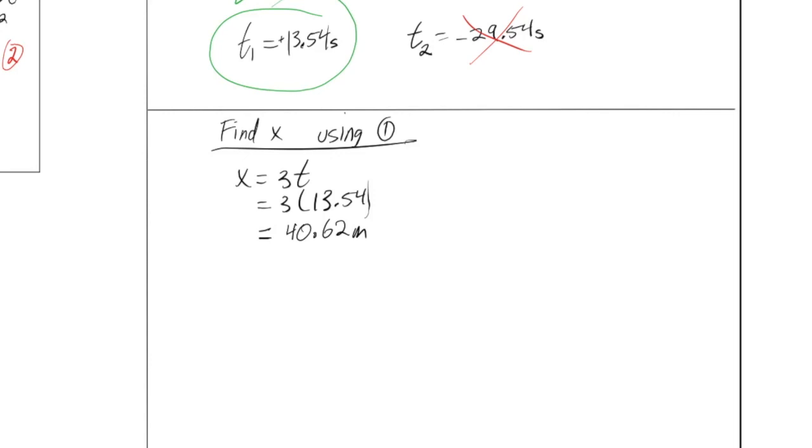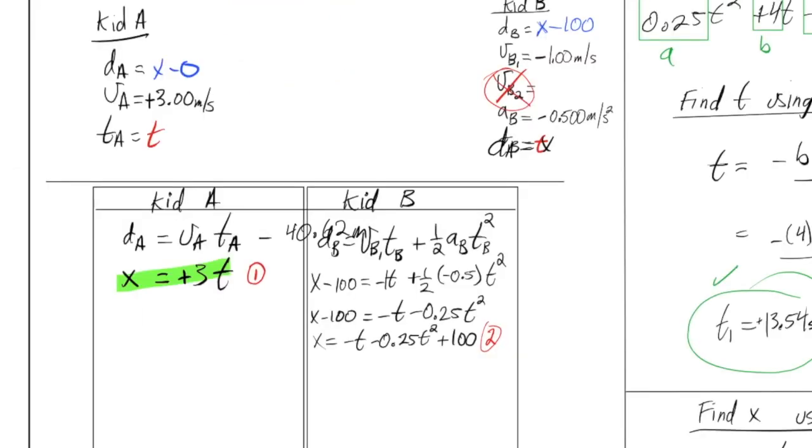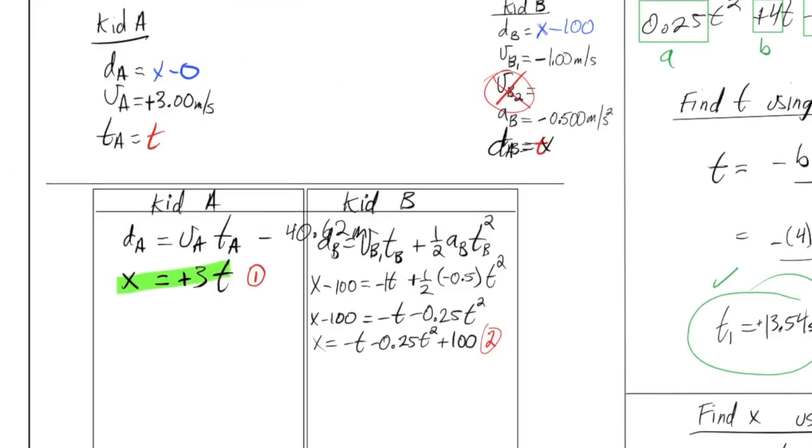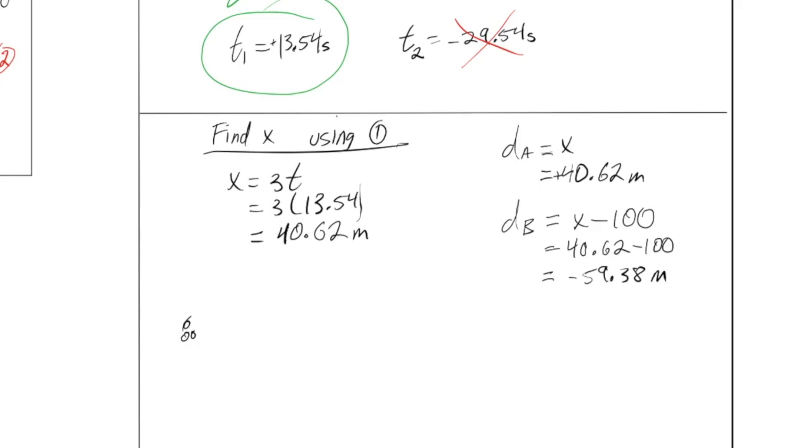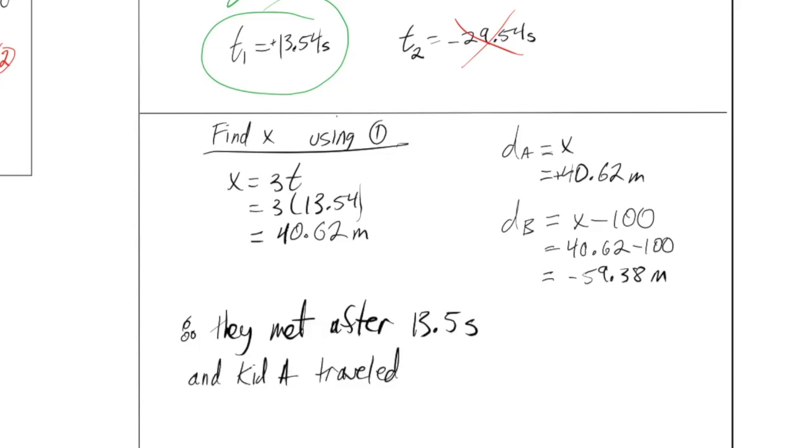But we need to find dA and dB. Well, we know that dA is equal to x because that's what we had as the original given, which means that dB is x minus 100, which works out to negative 59.38. And now for the therefore statements. Therefore, they met after 13.5 seconds, rounding off to 3 sig figs, and kid A traveled 40.6 meters to the right, and kid B traveled, using ditto marks here, 59.38 meters to the left.